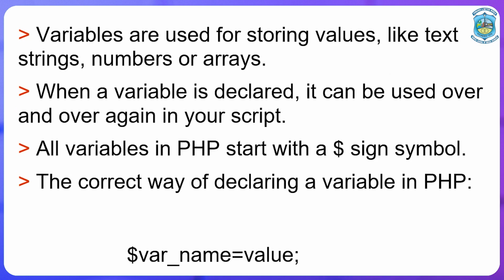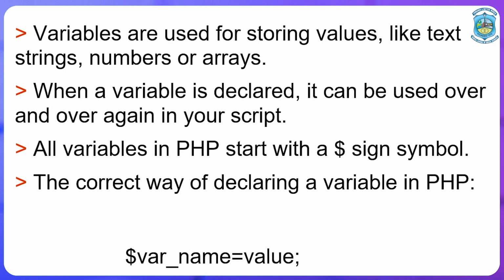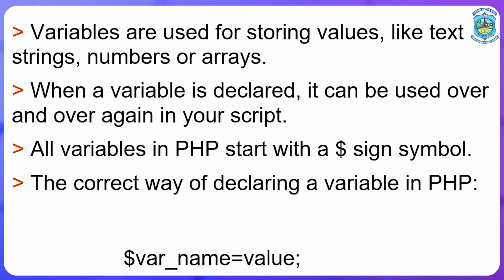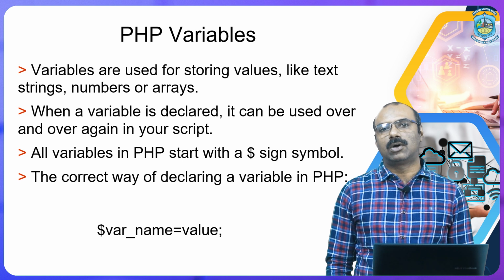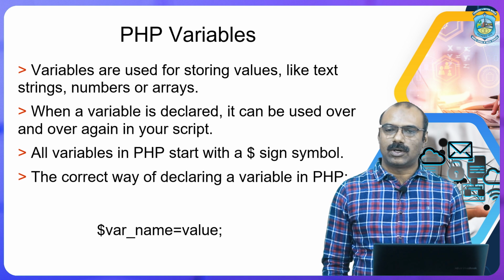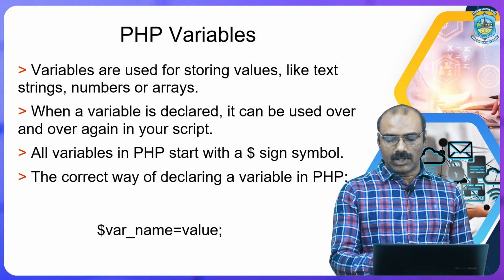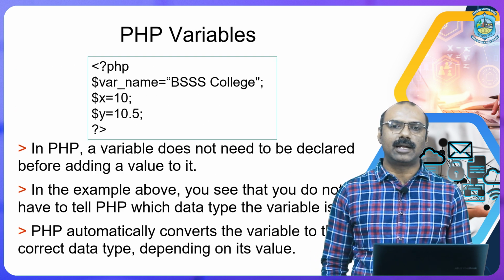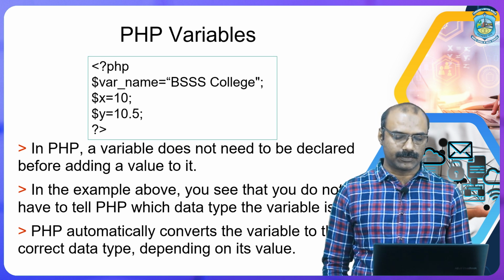Variables are used for storing values like text, strings, numbers or arrays. When a variable is declared, it can be used over and over again in your script. By script we mean a PHP program. All variables in PHP start with a $ sign. The correct way of declaring a variable in PHP is $variable_name equals value. The variable name must start either with an underscore or with a character. In between we can use numbers also.